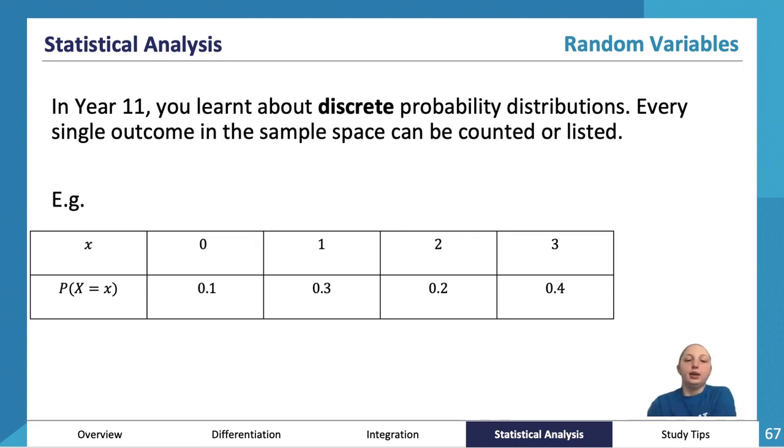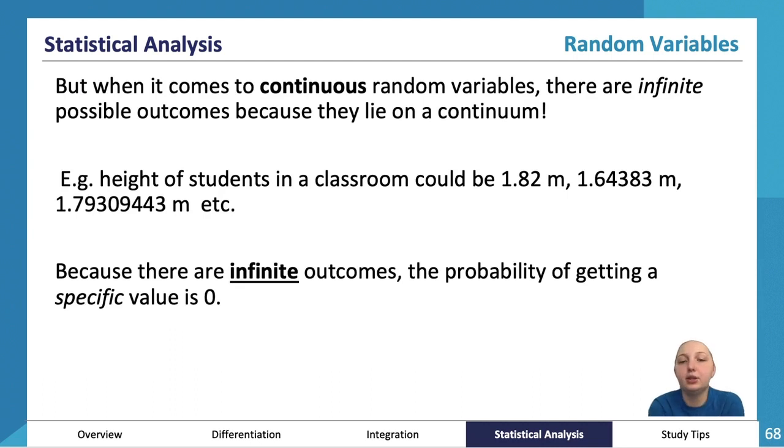Okay. In year 12, we start to think about continuous random variables and how there can be an infinite possible number of outcomes because they lie in a continuum. Like I said, if we had the proper equipment, heights of students in a classroom could be 1.82 meters, could be 1.64383 meters, could be 1.7930944 meters, etc. If you had the equipment, you could have an infinite number of heights.